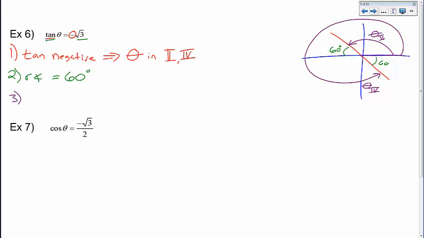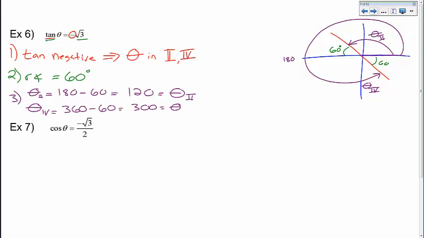Notice that one is significantly larger than the other. To get theta in 2, what we're going to do is take 180 degrees, because we are in quadrant 2, and subtract the value of our reference angle, 60, to give us a value of theta equal to 120 degrees. So we say theta 2 is equal to 120 degrees. Theta in 4 will be equal to 360 minus 60 degrees. In other words, theta in 4 is equal to 300 degrees. So here are your answers. These are the two angles in which theta will make tangent equal to negative radical 3.